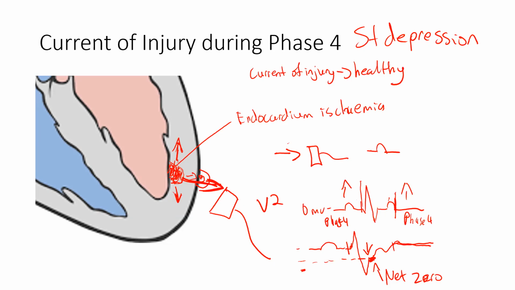It can be a bit of a difficult concept to understand, but the lead is simply picking up in the phase 4 part the current of injury, and it's lifting up the actual rhythm, making it appear as a depression. So the ST will actually be the baseline, but because the rest of it's elevated, it's going to look like it's depressed.